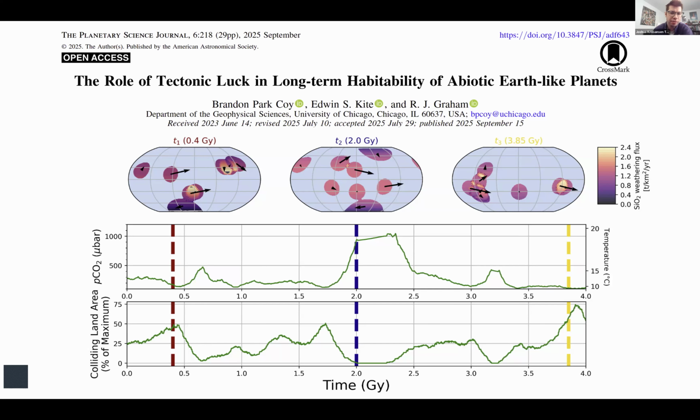And so when you just run that model forward in time, this is one example of that, showing the evolution of atmospheric CO2 through time, as well as the collision area. And so as you'd expect, you get a kind of random walk in CO2, but every so often you get a situation where continents haven't collided for a while and CO2 starts to increase excessively, or the opposite, where you have a lot of collisions and you throw your planet into a hard snowball.